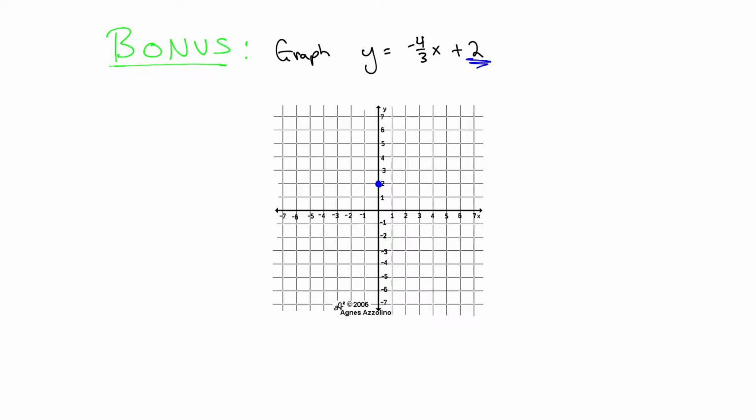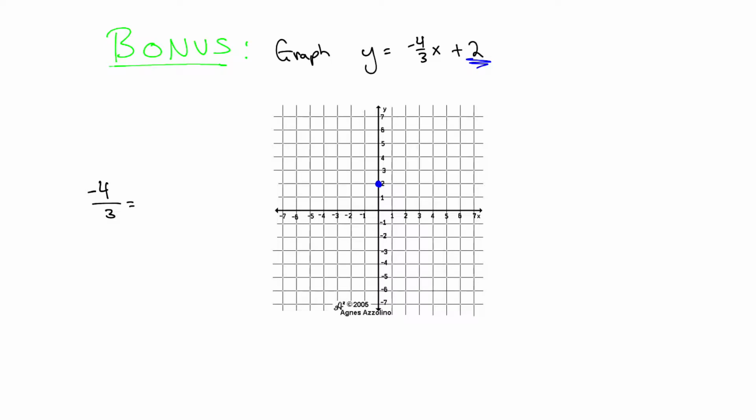Now, for the negative 4/3, I'm going to put the negative up top. You could put it down bottom; it doesn't matter. As an important aside, negative 4/3 is the same thing as negative 4 over 3, which is the same thing as 4 over negative 3, which is the same thing as negative 4/3. You don't need to write that, but that's just a fact.